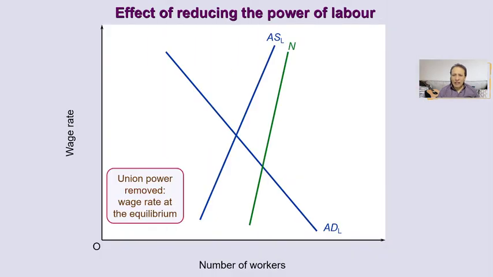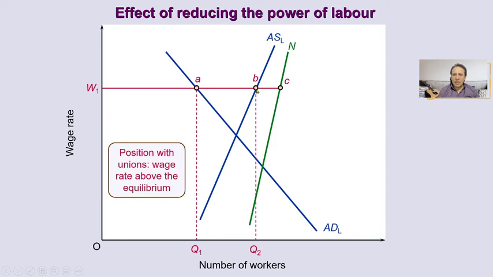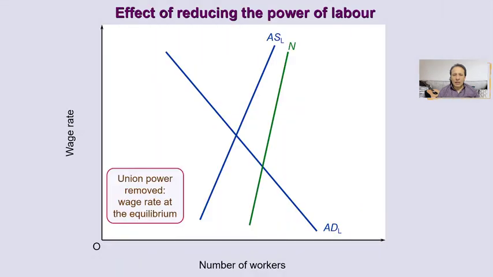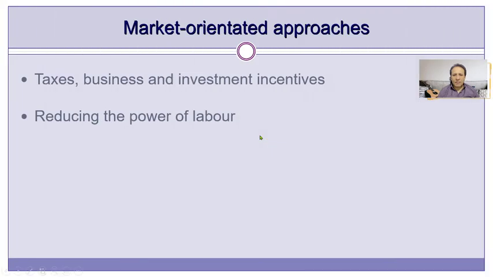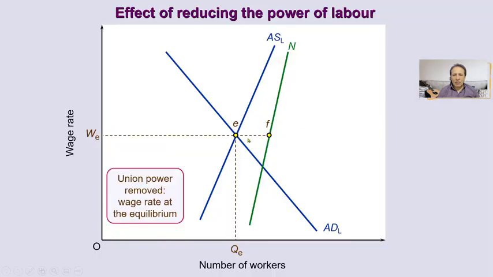So we will have here the situation in which we know what will be the level of unemployment, and we are going to check what happens if the union power is removed. So the wage rate at the level of equilibrium, as you know, here at this level of equilibrium, we will have this level of unemployment. Therefore, reducing the power of labor in principle will reduce unemployment by decreasing the level of wages.